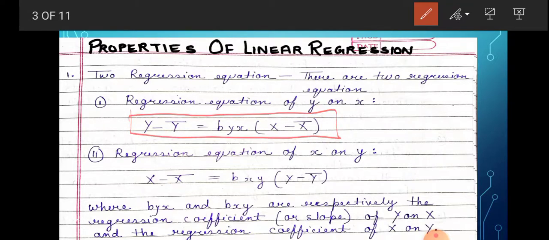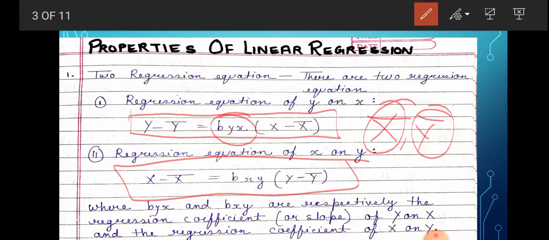y minus y bar equals byx, in brackets x minus x bar. Here x bar and y bar are the means: x bar is the mean of x and y bar is the mean of y. So this is the formula. And for the regression equation of x on y: x minus x bar equals bxy times (y minus y bar).